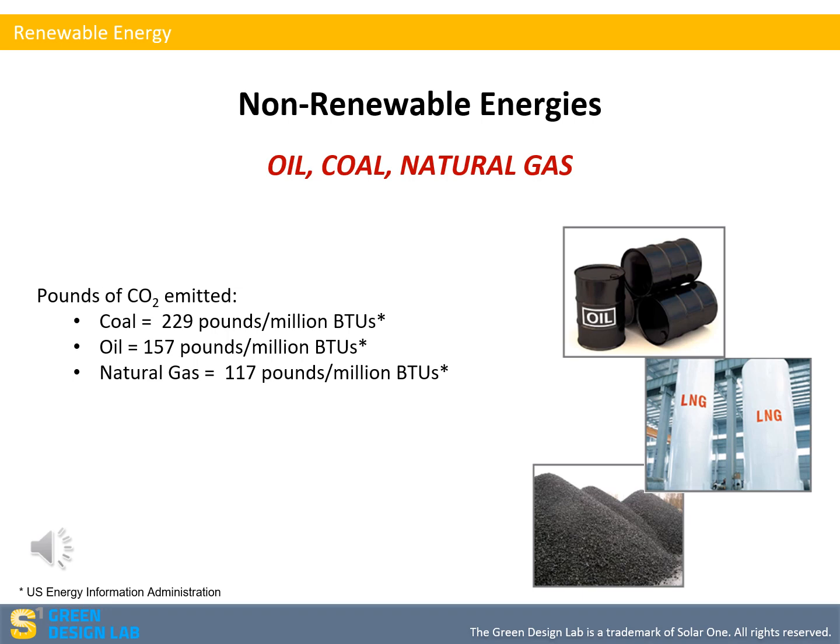Coal can produce up to 229 pounds of carbon dioxide per million British thermal units. Petroleum or oil can produce 157 pounds of carbon dioxide per million British thermal units. And natural gas can produce 117 pounds of carbon dioxide per million British thermal units.